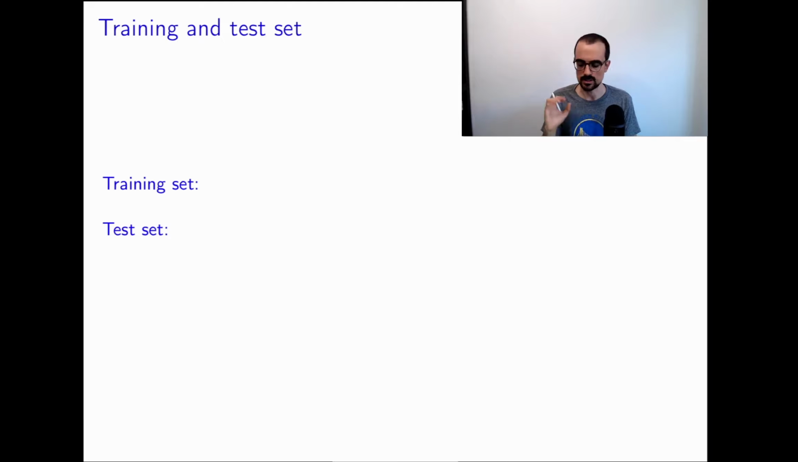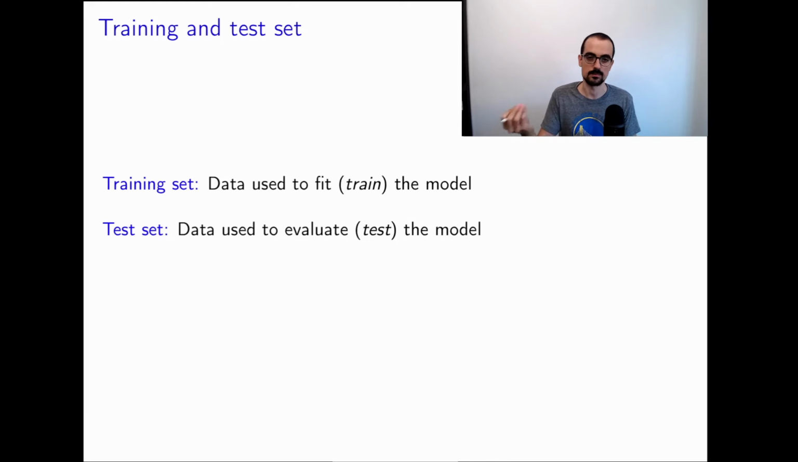The idea is that you say, okay, I'm going to divide my data into a training set that I'm going to use to fit or train. People from machine learning like to say train the model. And I have a separate test set that I'm going to use to evaluate, or people in machine learning like to say test the model. And the test data is completely separate from the training set. The model should never see the test set until you evaluate.